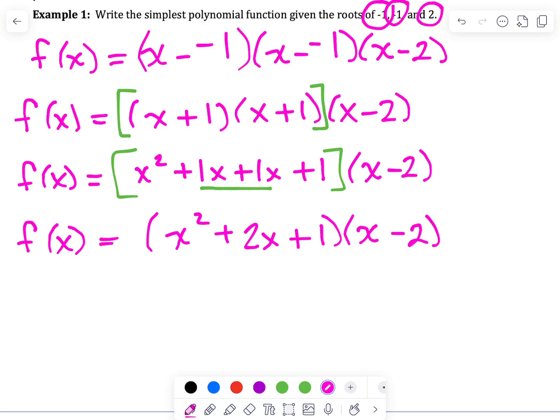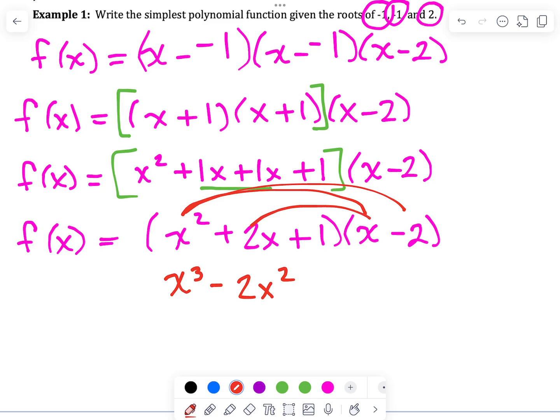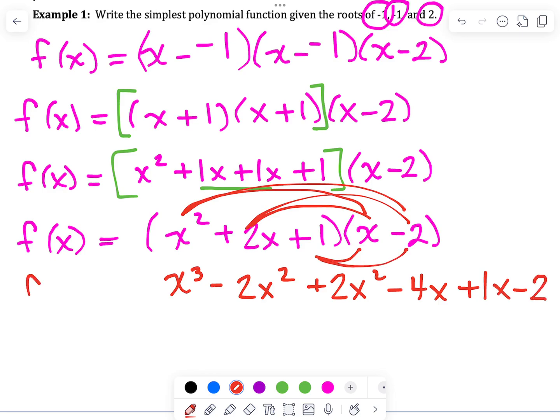Now we want to distribute again. So we're going to multiply. X squared times x is x cubed. X squared times -2, -2x squared. Then 2x times x, 2x squared. 2x times -2, -4x. 1 times x, 1x. 1 times -2, -2.